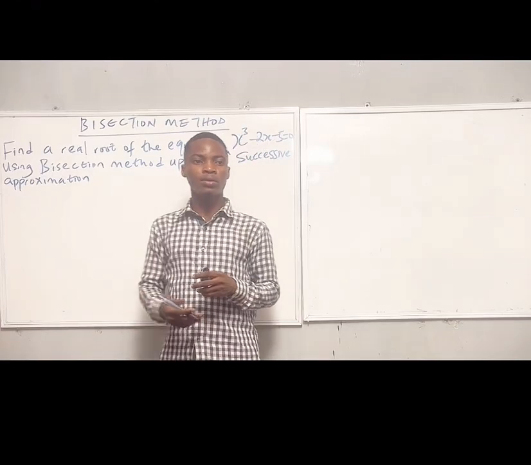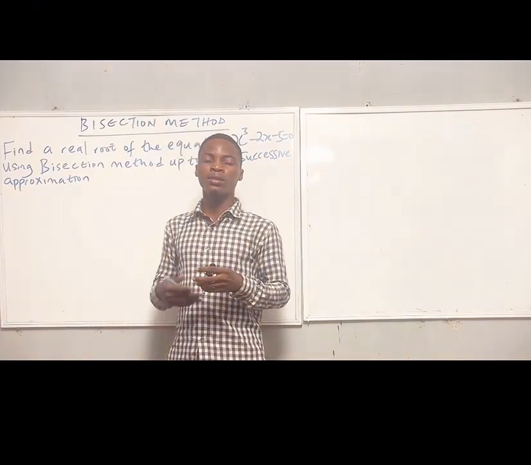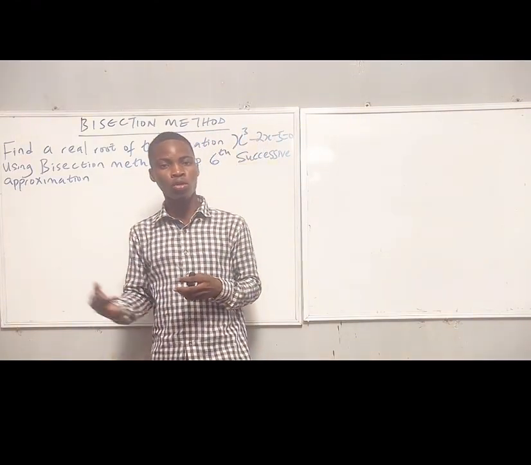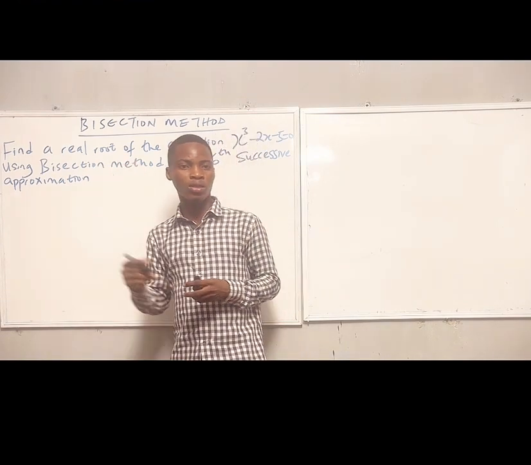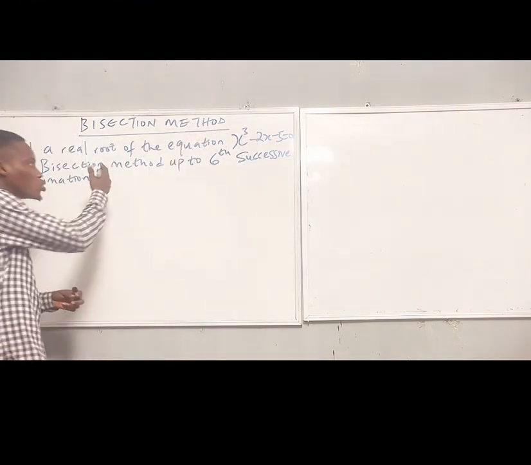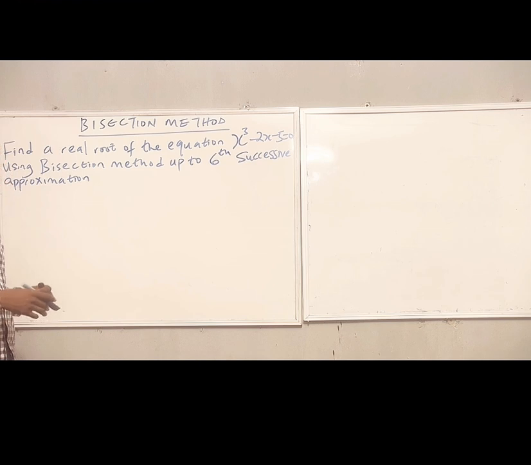We have considered the introduction of the bisection method. So we have an example on how to solve using the bisection method. Find a root of the equation x to the power of 3 minus 2x minus 5 is equal to 0 using the bisection method up to 6 successive approximations. We want to solve this algebraic equation using the bisection method.